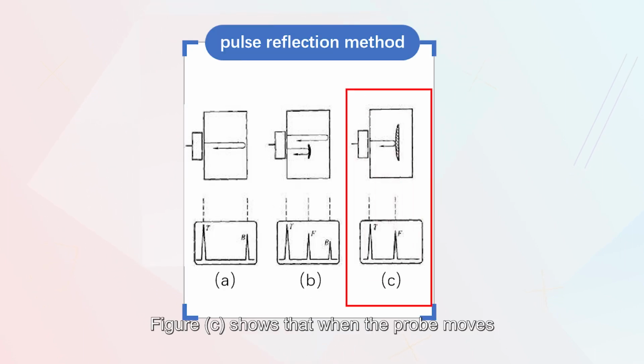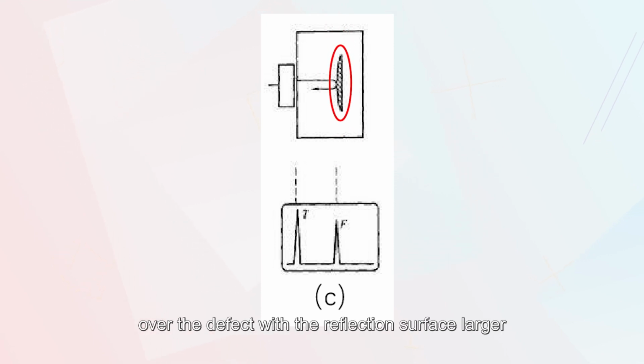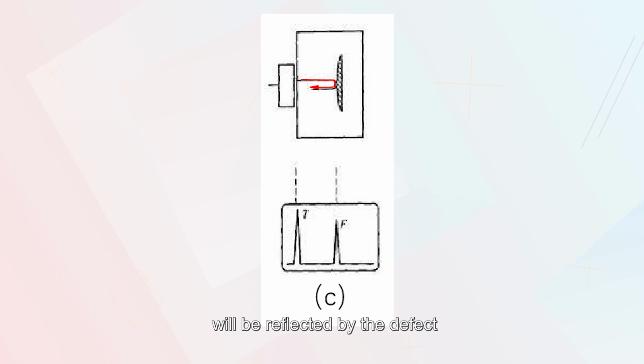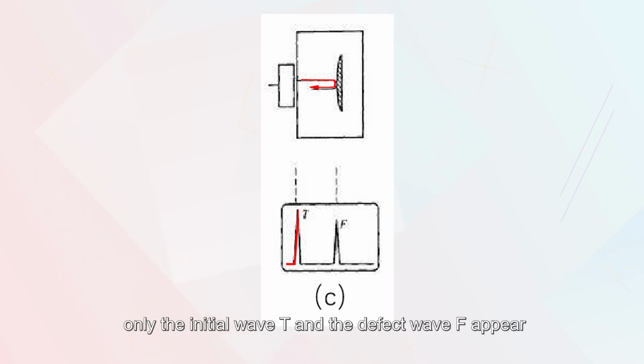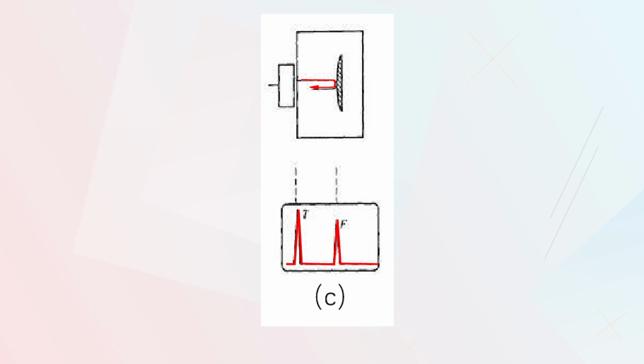Figure C shows that when the probe moves over the defect with the reflection surface larger than the ultrasonic radiation range, all the ultrasonic sound beams entering the workpiece will be reflected by the defect, and no sound beam will reach the bottom surface of the workpiece. Therefore, only the initial wave T and the defect wave F appear on the oscillograph screen of the instrument.